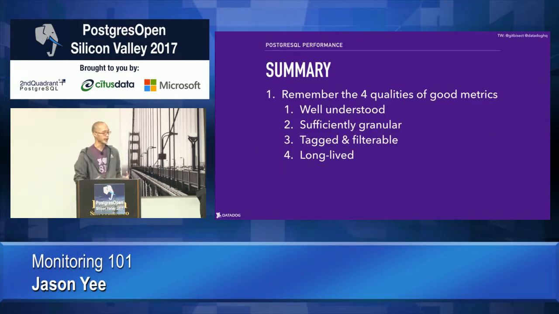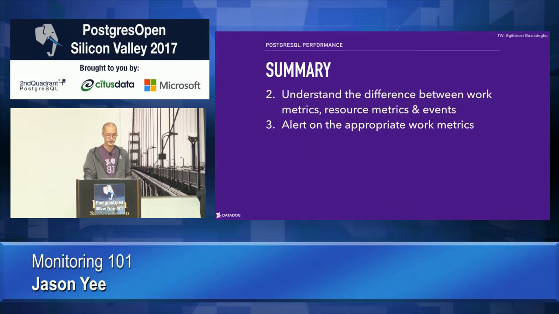So, in summary, monitoring Postgres really comes down to the basics of monitoring. Ensure that you have the 4 qualities of good metrics: that they're well understood, that they're sufficiently granular, they're tagged and filterable, and that they're long-lived. So you're getting people to understand the data, they're getting the accurate data, you can query against it, and you can start to recognize the patterns in your systems.